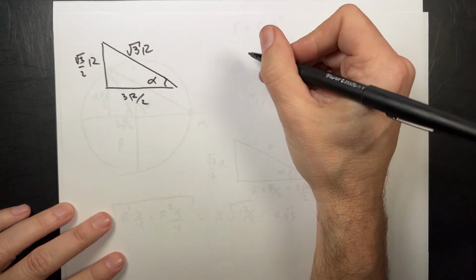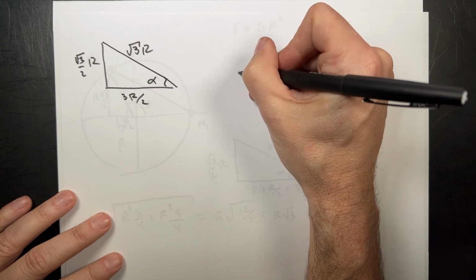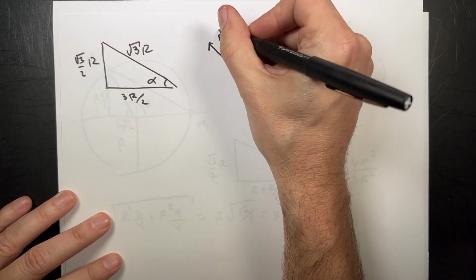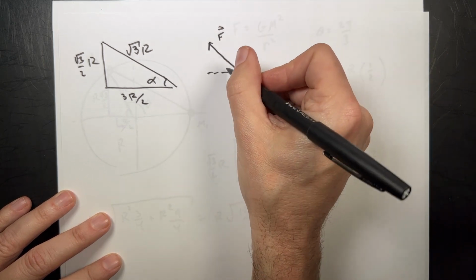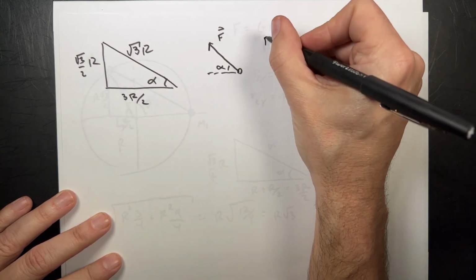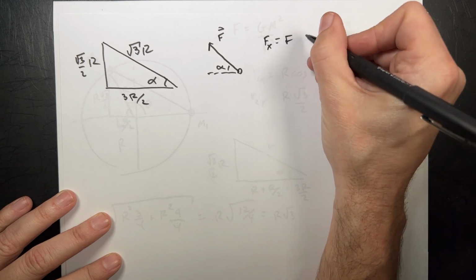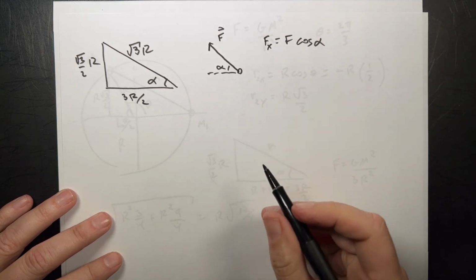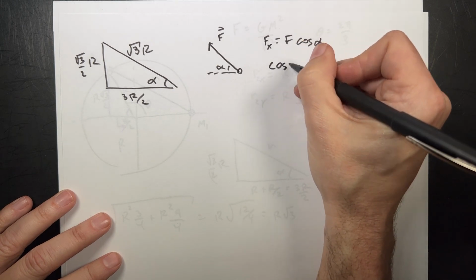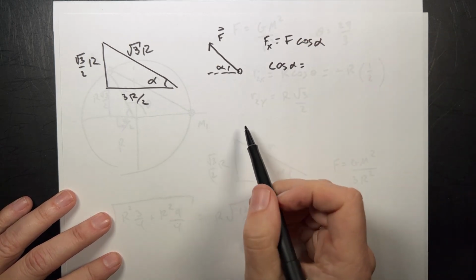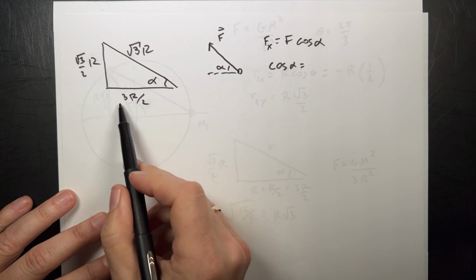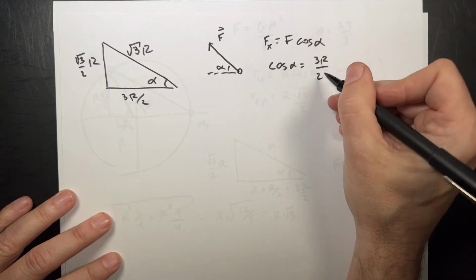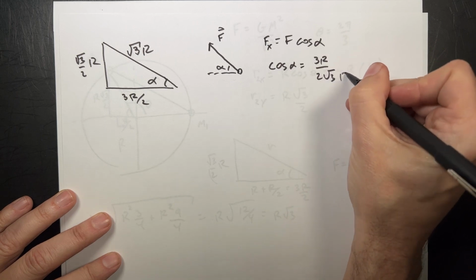So if I draw my gravitational force on mass 1, it looks like it's in the same direction, F. That's a whole vector. But I only want the x component, and that's the angle alpha. So Fx is going to be F times the cosine of alpha. Now, what's alpha? You could find that angle, but I don't care, because cosine of alpha is going to be adjacent over hypotenuse. Well, here's my adjacent. So it's going to be 3r over 2 divided by that, square root of 3r.